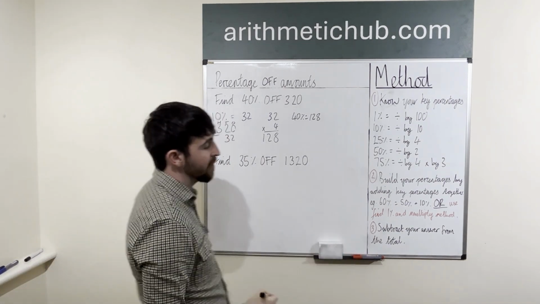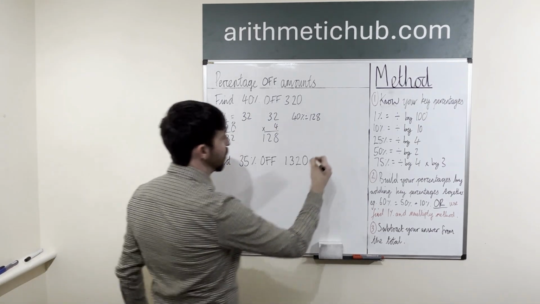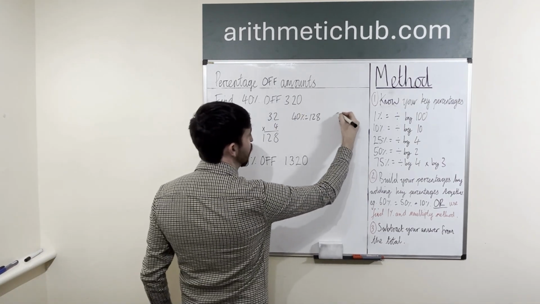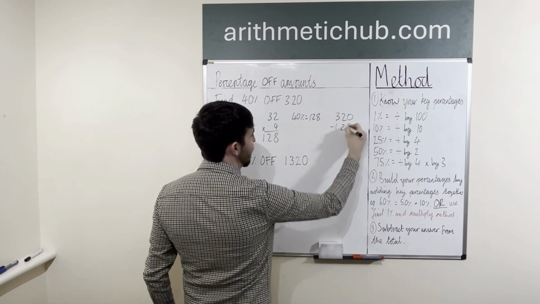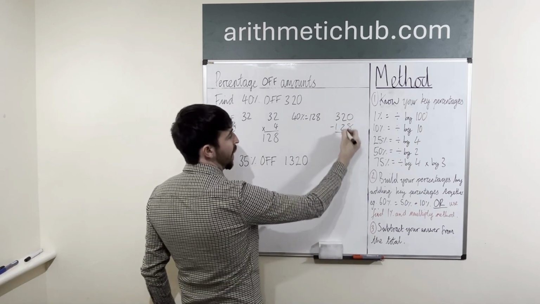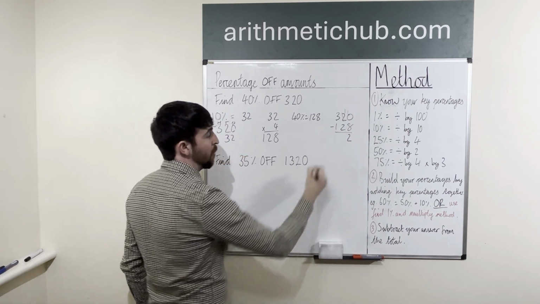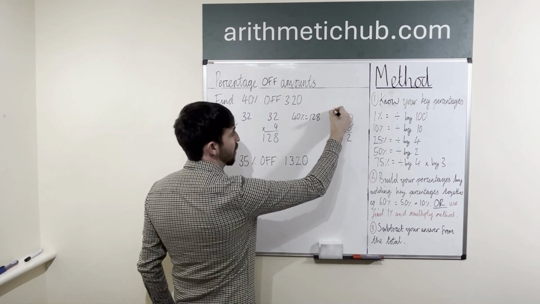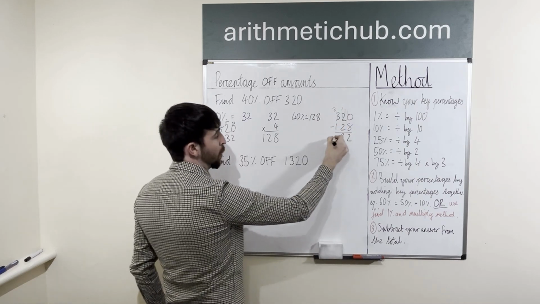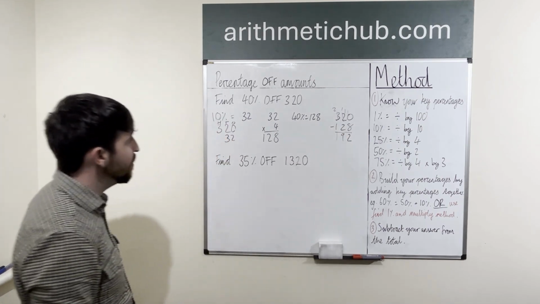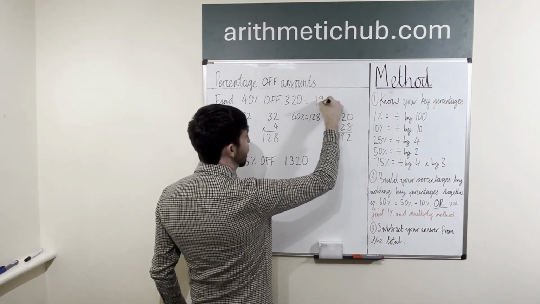So my final part of the method says, subtract your answer from the total. So my total was 320. So what I still need to do is 320 subtract the 128. 0 take away 8 I can't do, so I need to exchange. 10 take away 8 is going to give me 2. 1 take away 2 I can't do, so I need to exchange. 11 take away 2 is going to give me 9. 2 take away 1 is going to give me 1. So my answer to 40% off 320 is 192.